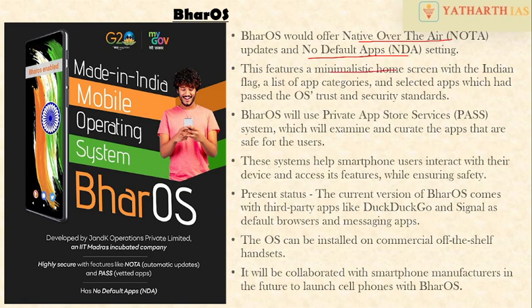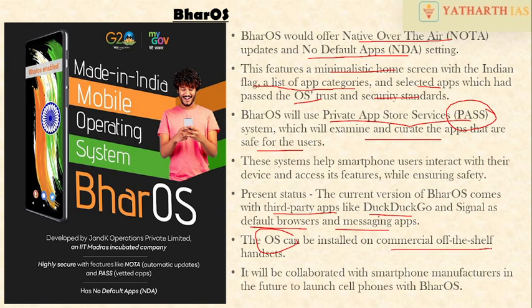It features a minimalistic home screen with the Indian flag, a list of app categories, and selected apps which pass the OS trust and security standards. It will use private app store services, that is the PASS system, which will examine and curate the apps that are safe for the user. These systems help smartphones to interact with the device and access its features while ensuring safety. The present version of BharOS comes with third-party apps like DuckDuckGo and Signal as default browser and messaging apps. The operating system can be installed on commercial off-the-shelf handsets.